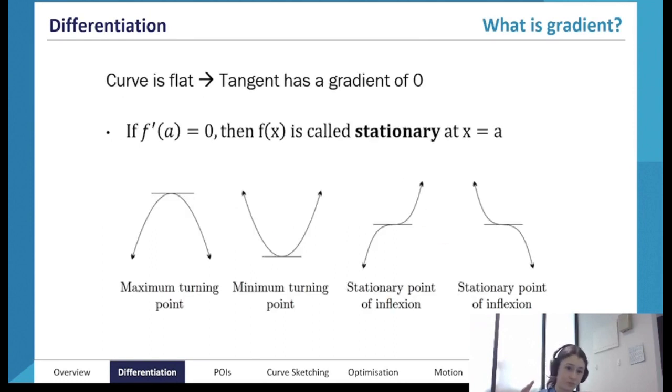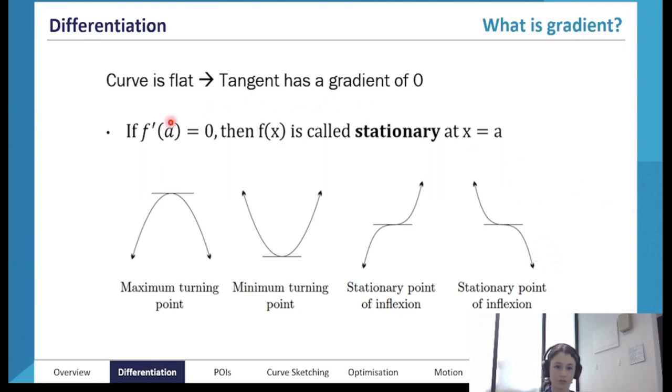So, the third circumstance that can happen with a curve is if it's flat. So it's not increasing, it's not decreasing, it's flat. And at that point, the tangent has a gradient of 0. That makes sense, right? Because it's in between the positive and negative gradients that we were discussing before. So, if the gradient of a function at point A is equal to 0, then the function is called stationary at that point, x equals a.